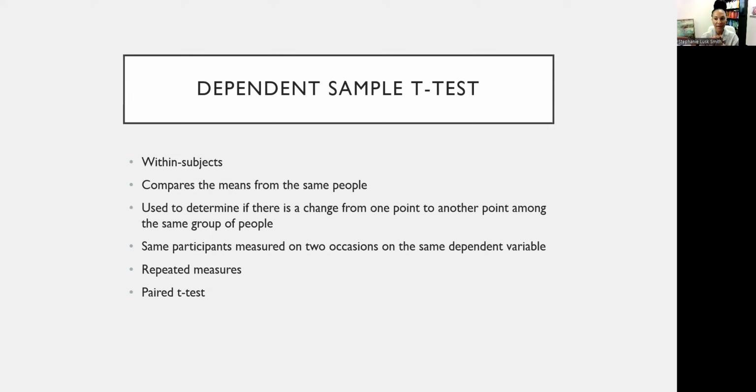And then we also have a dependent sample t-test, and this is considered to be a within subjects test. Sometimes you'll see it written as repeated measures or as a paired t-test, but this compares the means of the same people. So we're looking at how data changes or how scores change from one point to another point, right? So we're measuring the same group of individuals on 2 occasions.